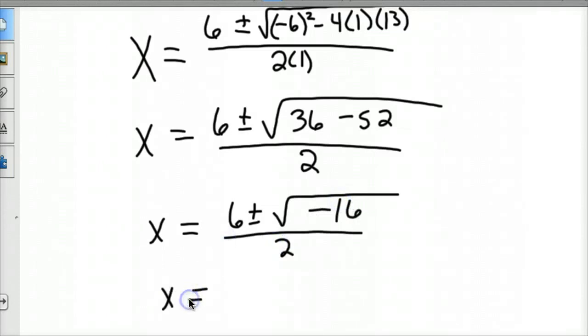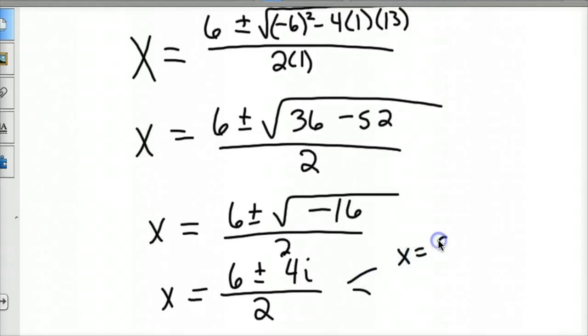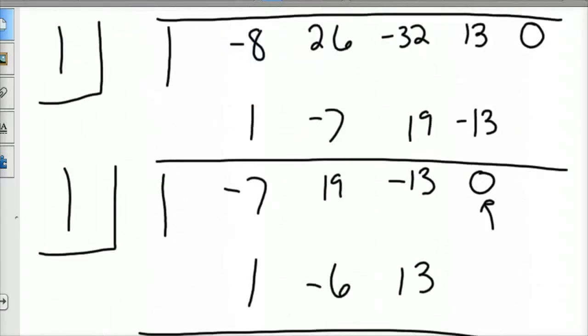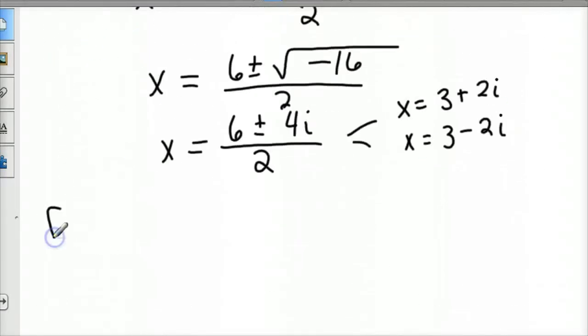And we're down to our 2 roots. The square root of negative 16 is 4i, and then you divide it by 2. So I have 2 roots here. x could be 3 plus 2i, or x could be 3 minus 2i. So I know that whole polynomial that I started with, I called it f of x.